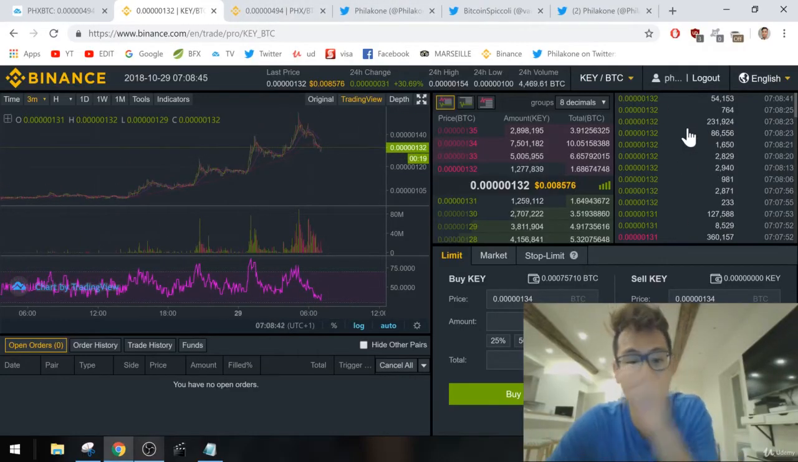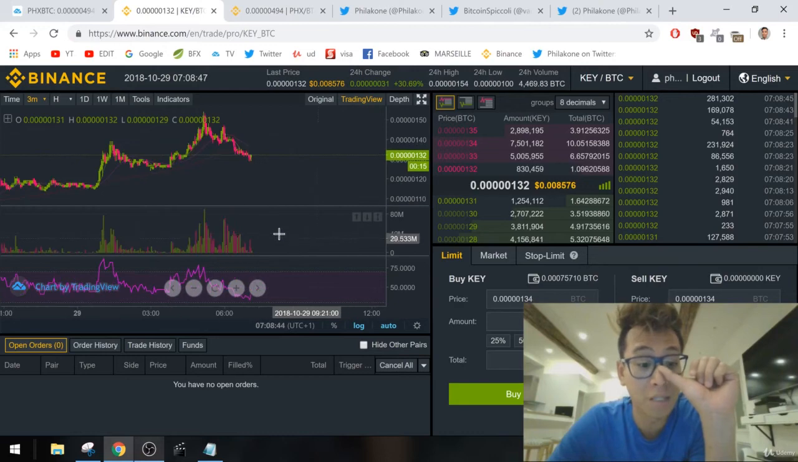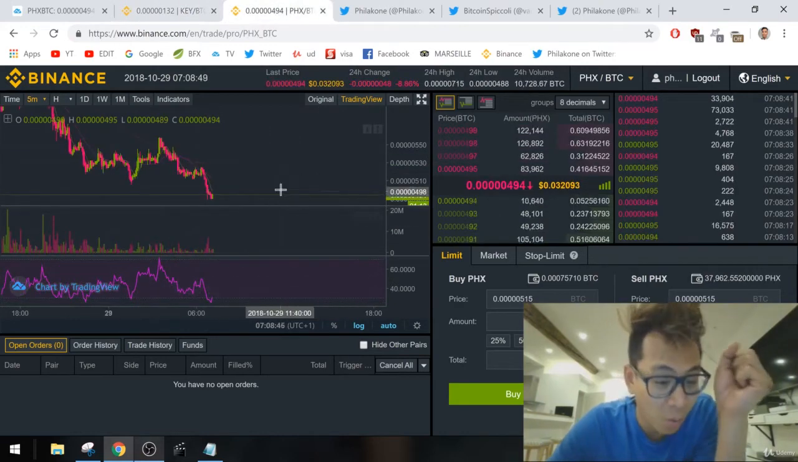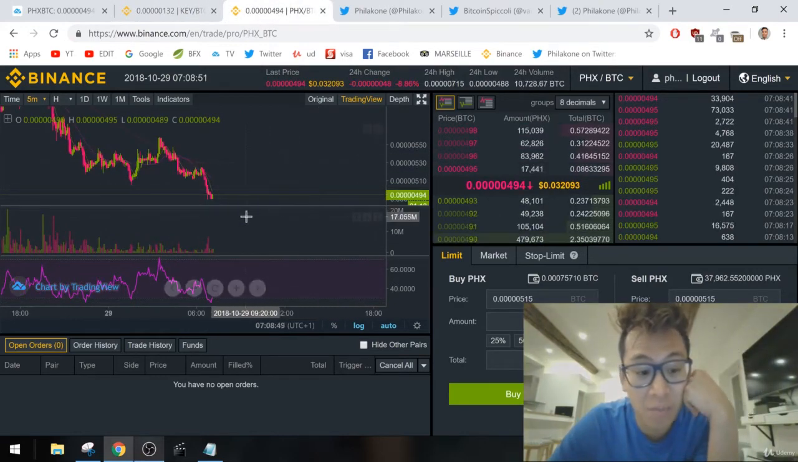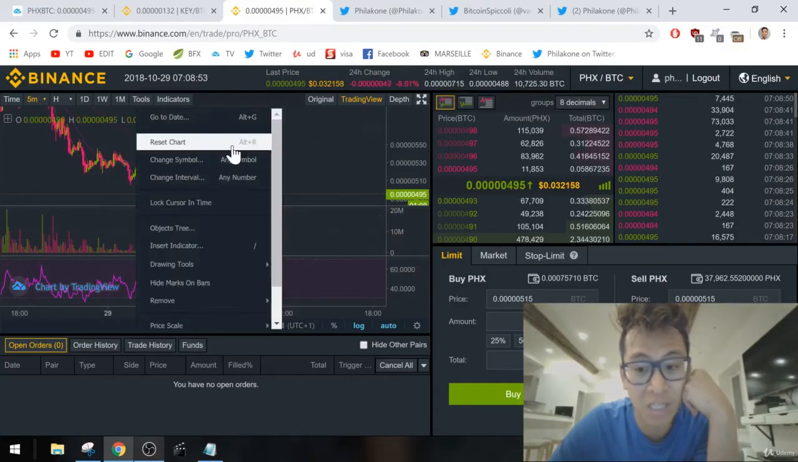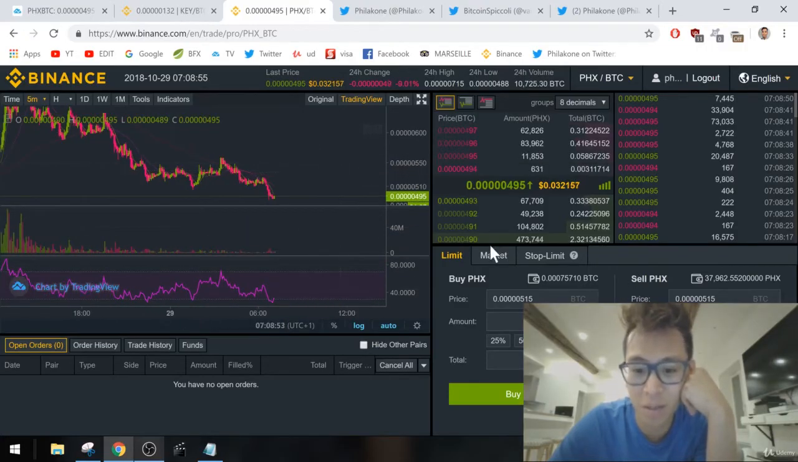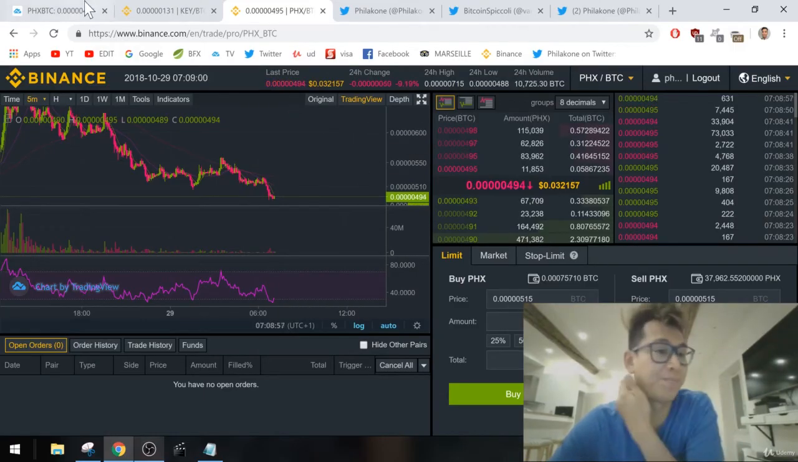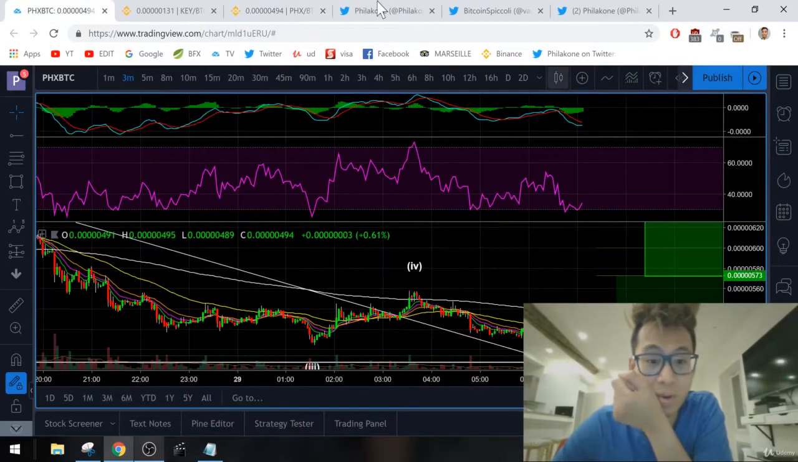Lots of people are still buying up here at this region, but the volume is definitely waning off. Whereas on PHX, the volume is starting to pick up, but most of it was actually sell volume. At the 473 range right here, they're definitely trying to hold it up. I cannot help but think that we are so close, guys, to an uptrend here.